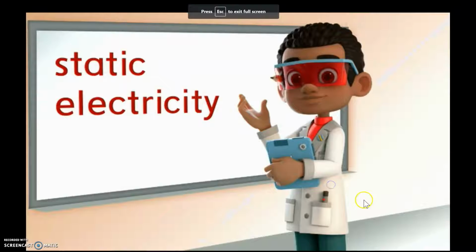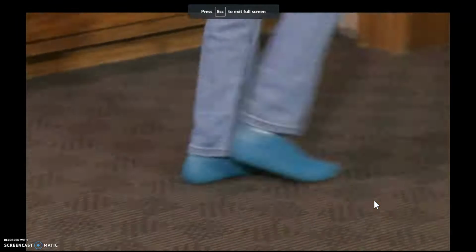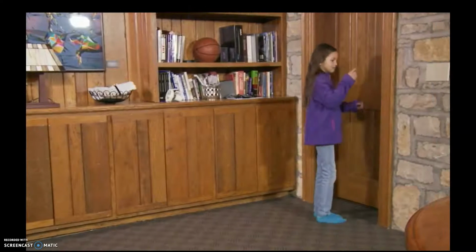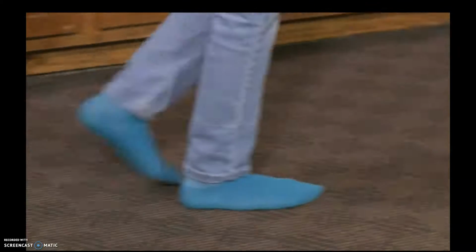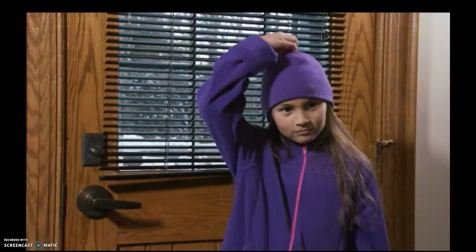Hi, Malik here. Have you ever reached for a doorknob and zap, got a shock? Why does this happen? That shock is caused by static electricity. Have you ever come inside on a cold day, taken off your hat, and had your hair stand straight up?